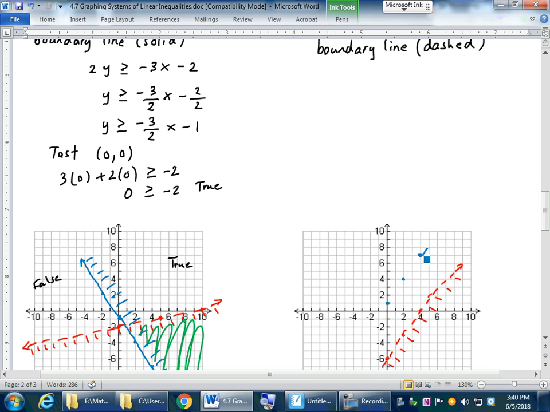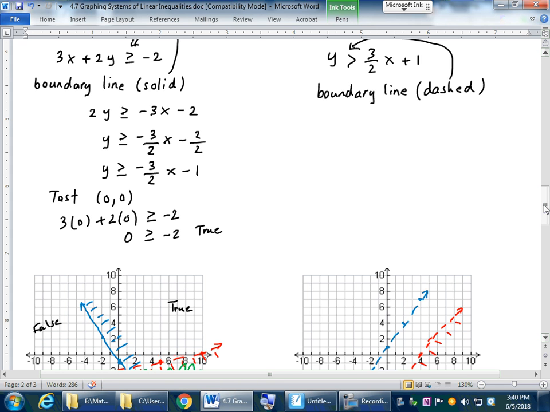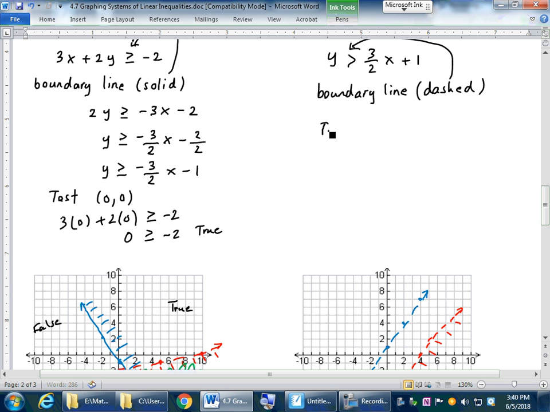And again, this is a dashed line. And we know that it is going to be a parallel line. Now, what we're going to do is test the point, and clearly 0, 0 is possible to test. So we test 0, 0, which will be 0 is greater than 3 over 2 times 0 plus 1. So 0 is greater than 1, that is false.